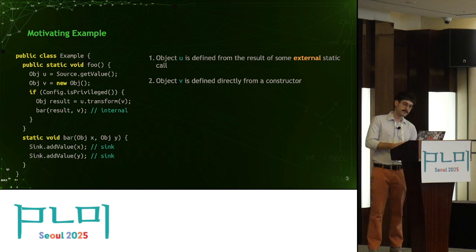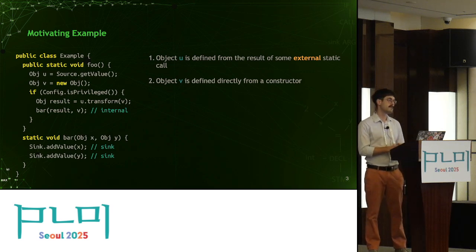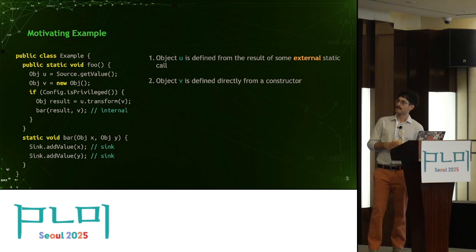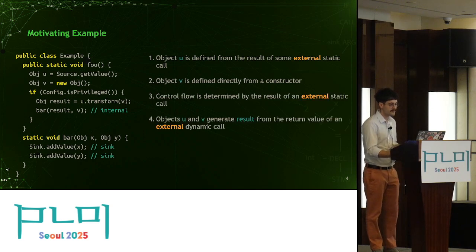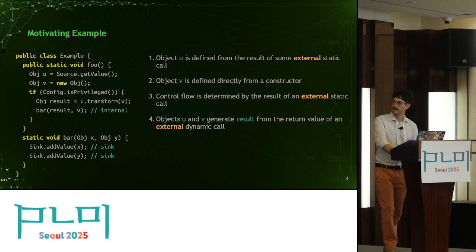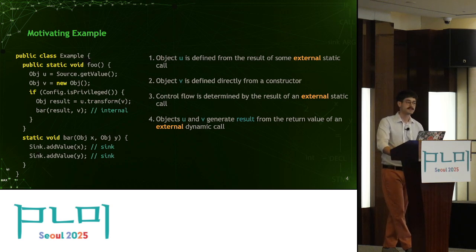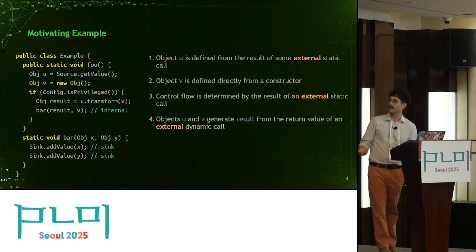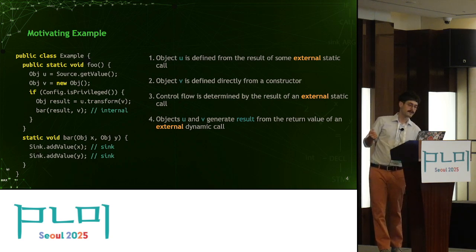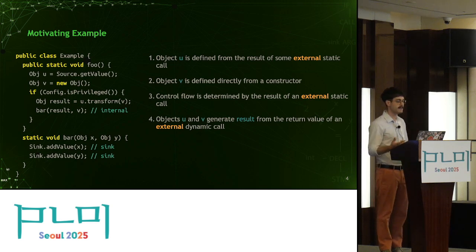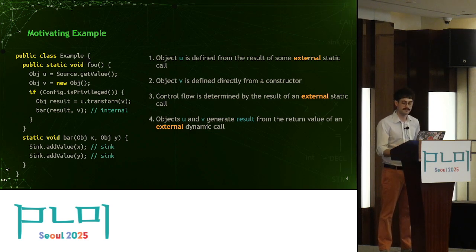This is a motivating example we use in the paper. Briefly, we have object U defined by a static external call, getValue. Then we have an object V defined by a simple constructor. We then have an external config call that defines some control flow, and another definition of result, which is the return value of a dynamically dispatched call, u.transform(v). Then we have the result and v as parameters to an internal static call, bar, which then passes the parameters to sink.addValue.